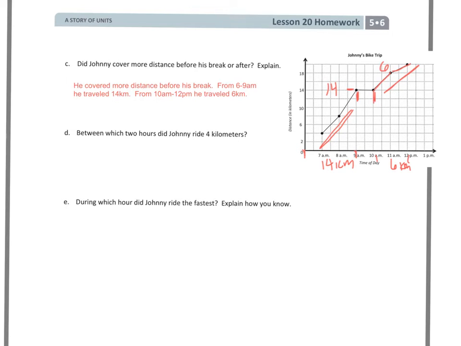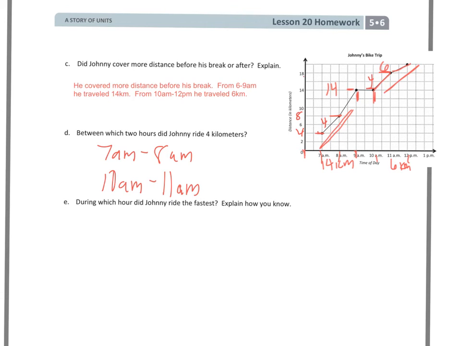D says, between which 2 hours did Johnny ride 4 kilometers? So I got to find where he rode 4 kilometers, and it doesn't mean 0 to 4. It could be just a 4 kilometer difference. And I see one right here because this was at 4, this was 8. So that's 4. So between 7 and 8. And then I see another one right here. That's 4 because we're going from 14 to 18. And that's 10 to 11.